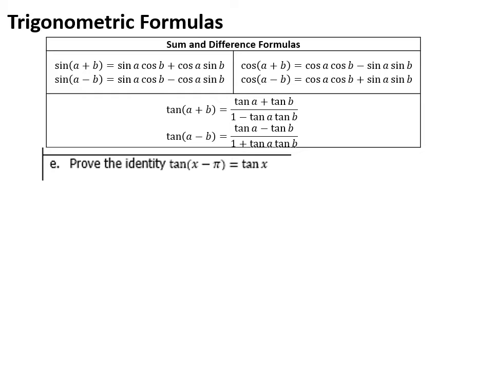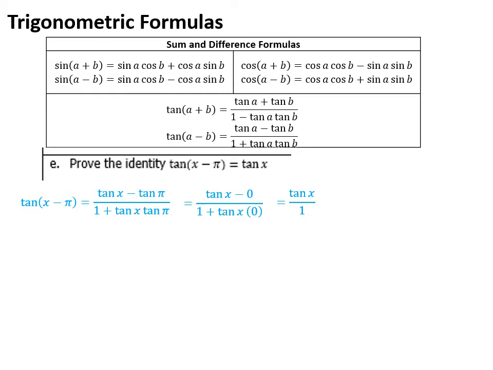One of the last ones before trying some sum and addition. We want to prove that the tangent of x minus pi equals the tangent of x. So plug it into the formula. Tangent of pi happens to be 0. So tangent of x minus 0 over 1 plus tangent of x times 0. That bottom just simplifies to 1. Tangent of x divided by 1 is just tangent of x.